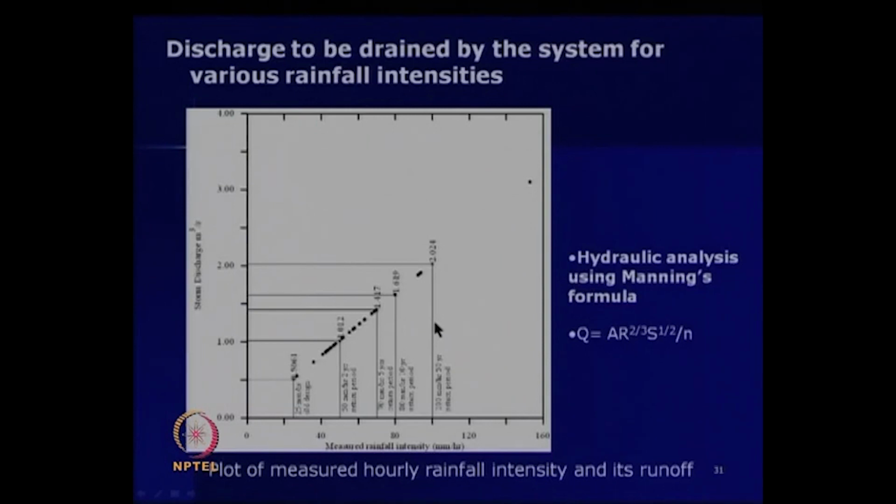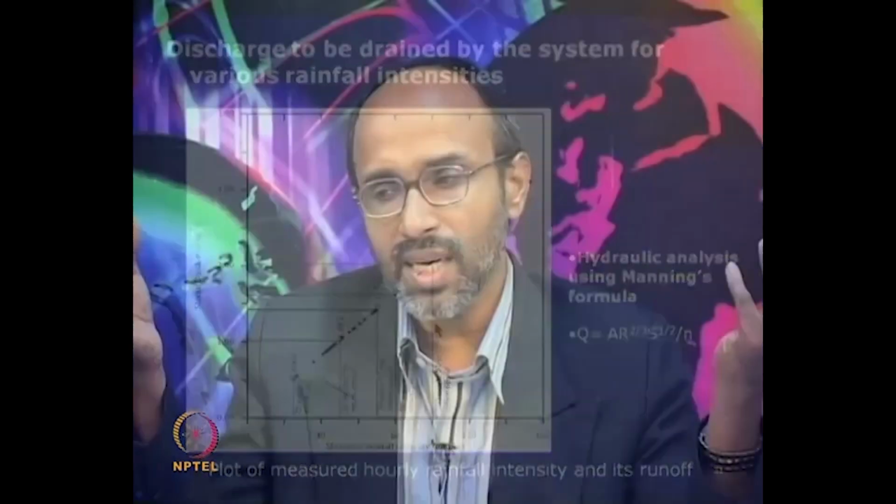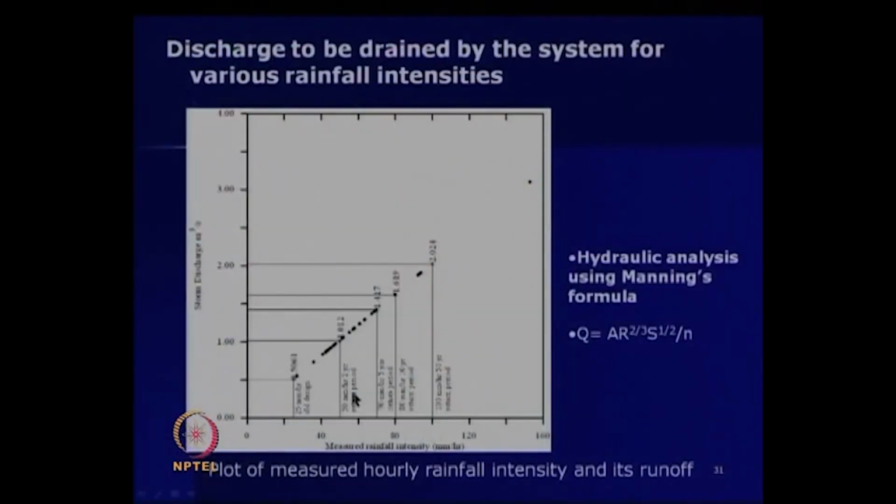Then we analyzed hydrologically and hydraulically, for various rainfall conditions like 25 mm per hour, 50 mm per hour, 100 mm per hour, and for return periods like a 2-year, 5-year, 10-year, up to a 50-year return period. This shows the measured rainfall intensity, and this shows the stormwater discharge.